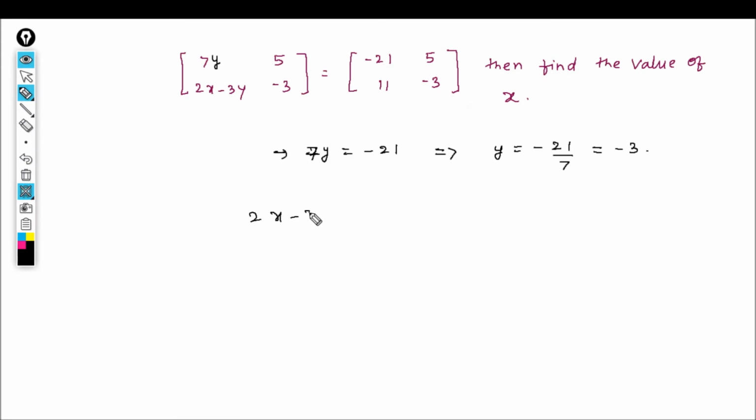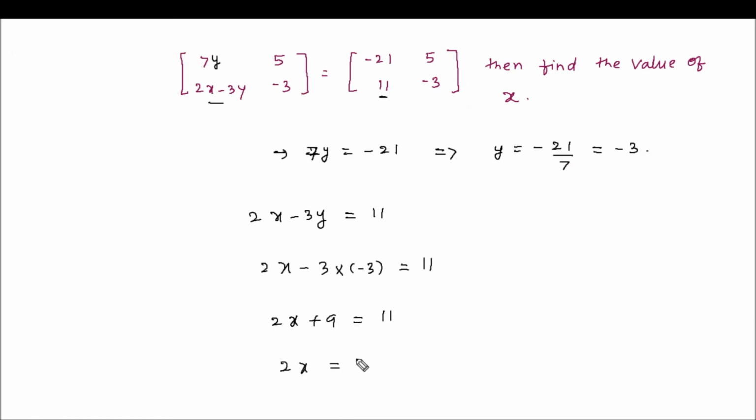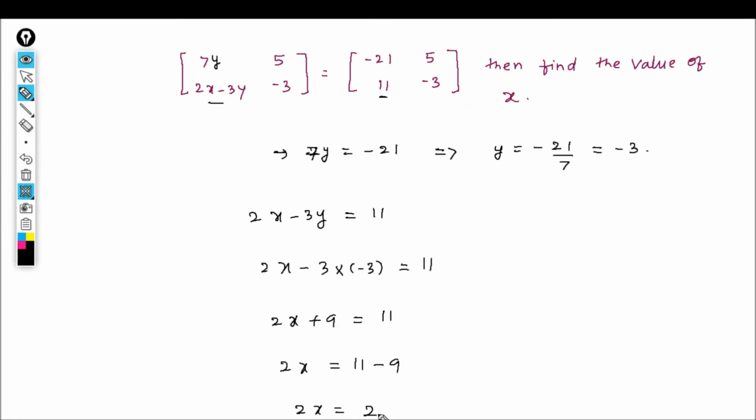Now 2x minus 3y is equal to 11, equating these two elements. So 2x minus 3 into minus 3 is equal to 11. 2x plus 9 is equal to 11. 2x is equal to 11 minus 9. 2x is equal to 2. This implies x is equal to 2 upon 2, that is 1. So our answer is x is equal to 1.